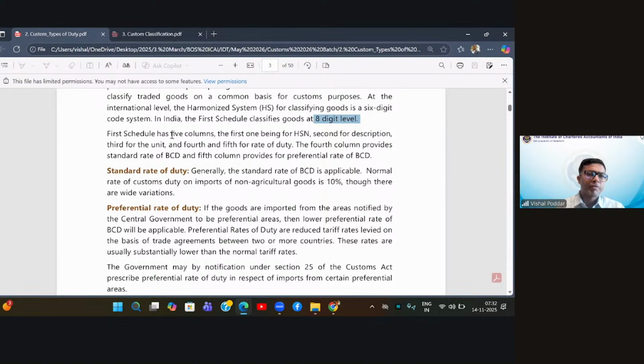Are the goods arranged alphabetically? No. How are the goods arranged in this classification schedule? They are divided into chapters. So presently, does anybody know how many chapters there are in this classification schedule? How many chapters are there? Anybody knows?